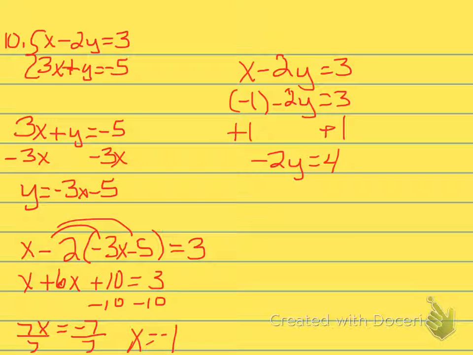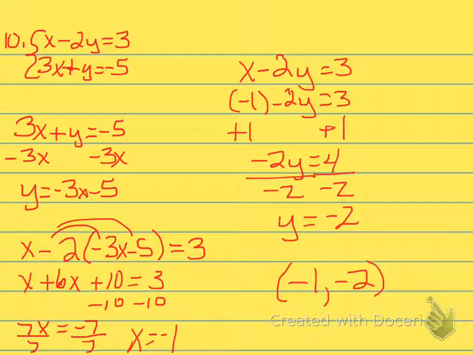To get y by itself, I will divide by negative 2. That leaves me with y is equal to negative 2. Then I'm going to write my answer in an ordered pair. So I have negative 1, negative 2 is my answer. Okay?